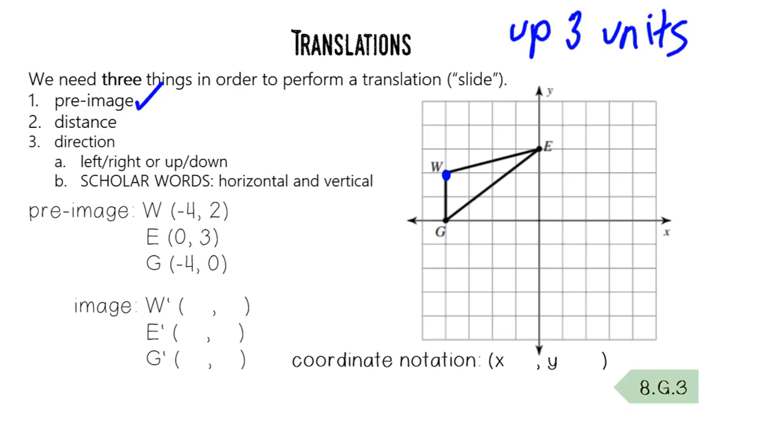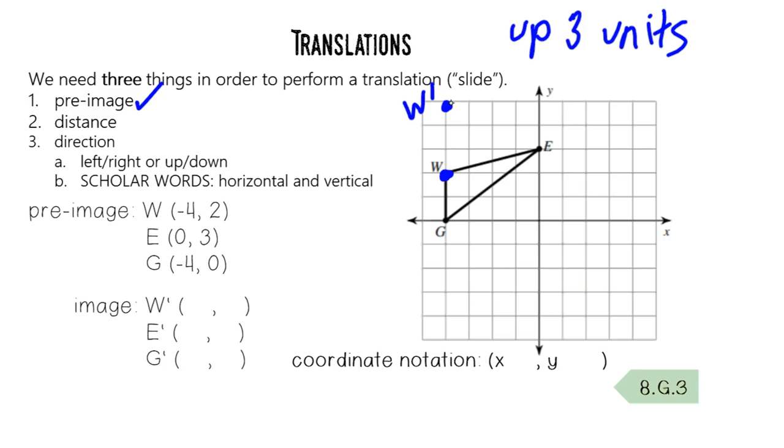So the way to do a translation is by translating each point. For example, point W needs to be translated up 1, 2, 3 units. This will be my new W, which I will call W prime. That lets me know that that is the new object. It's the image. And it lets me know that something has occurred to the original W.